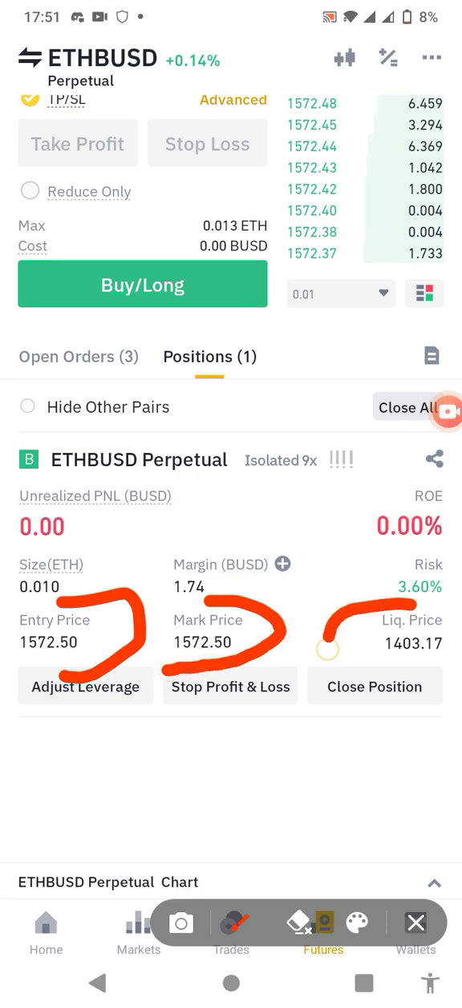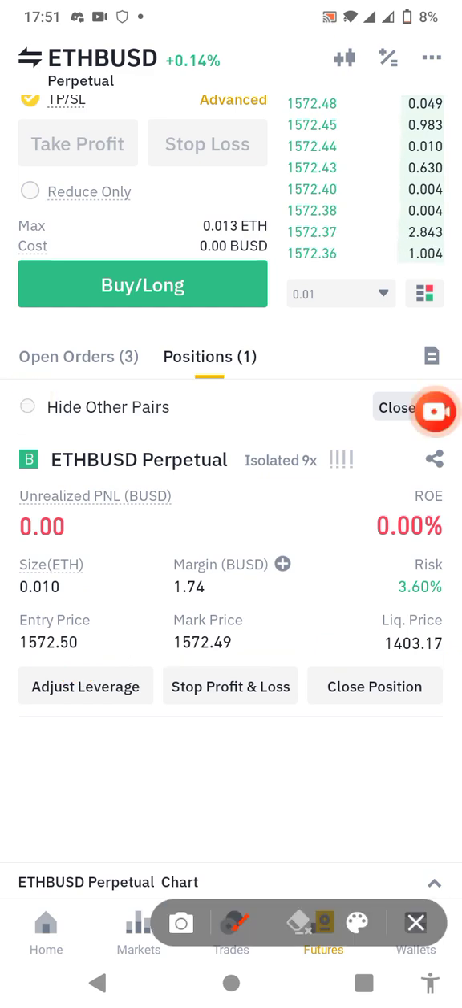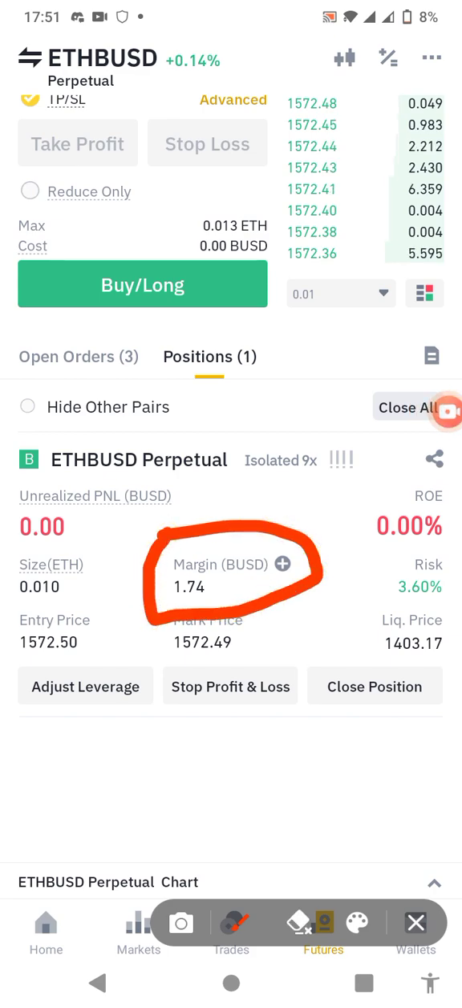And this is the liquidation price. The liquidation price is the price at which you lose all your margin balance. You lose the margin balance for your trade. That means if I'm liquidated, all my 1.74 BUSD will be gone.